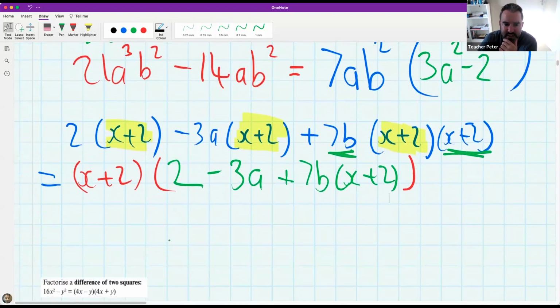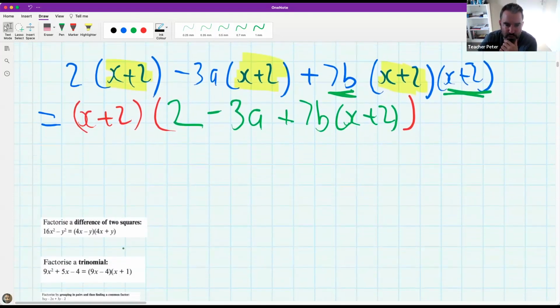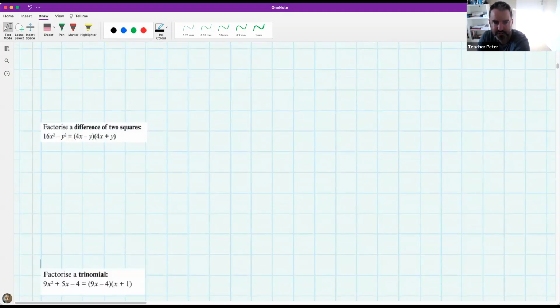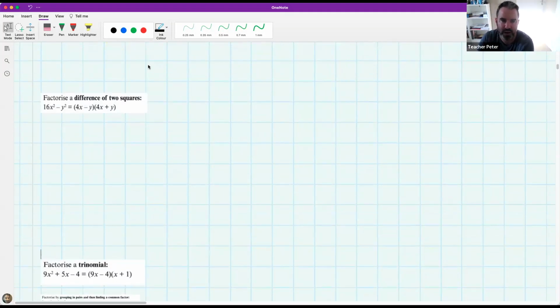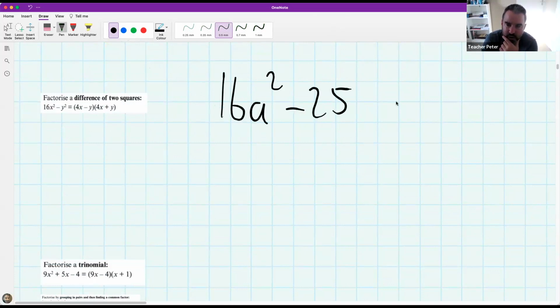So the next type of method of factorization is what we call a difference of two squares. And the difference of two squares, basically, if you have a square minus another square, you can factorize it in this form. And I think most of you will remember this, but let's do an example. So let's go 16a squared minus 25. And I want you to factorize that using the difference of two squares method. And just say done in the chat when you're done.